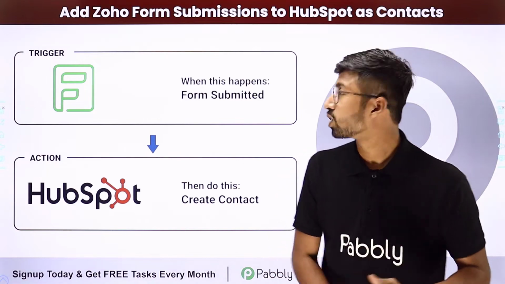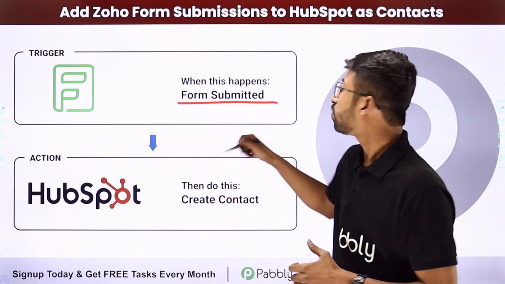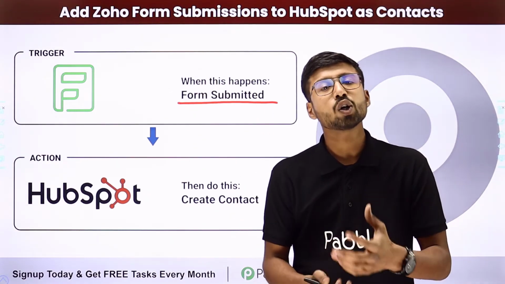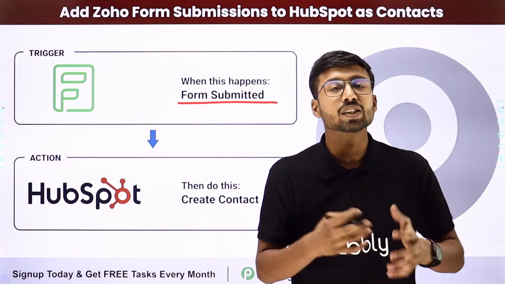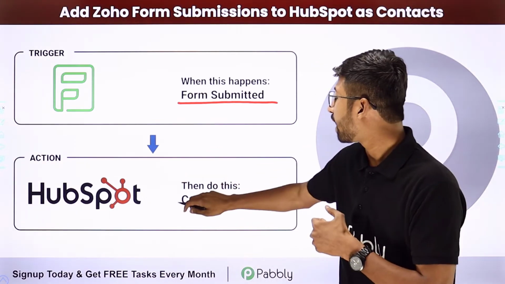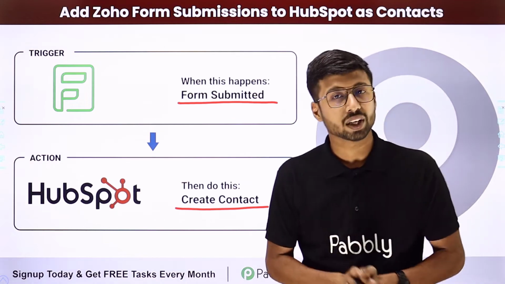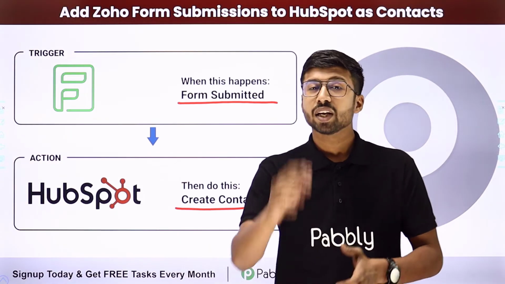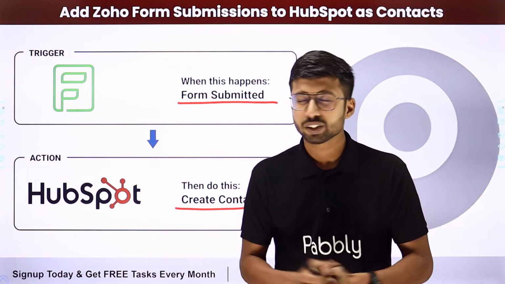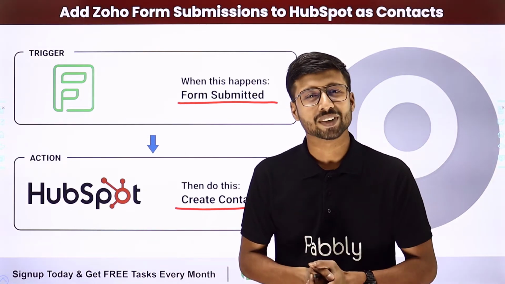So using this automation, whenever we receive a new form submission in Zoho Forms, automatically with the same form submission details, you can create a contact, you can add that user as a contact in HubSpot CRM. Isn't it amazing? If you want to know how you can set up this automation, you just have to come with me to my screen.